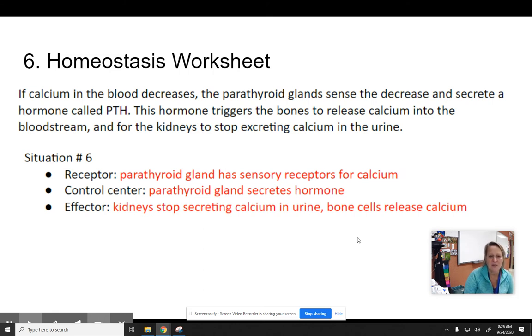The receptor is the parathyroid gland because that's where the sense receptors were for calcium. The control center is also the parathyroid gland because that is the organ that released the hormone that's going to affect the kidneys. So then the kidneys are the effector because they stop secreting calcium. And it also affects the bone cells. So that you've got two effectors there.